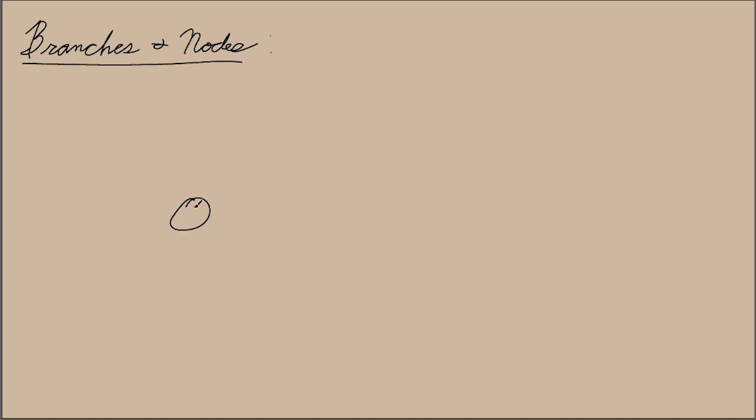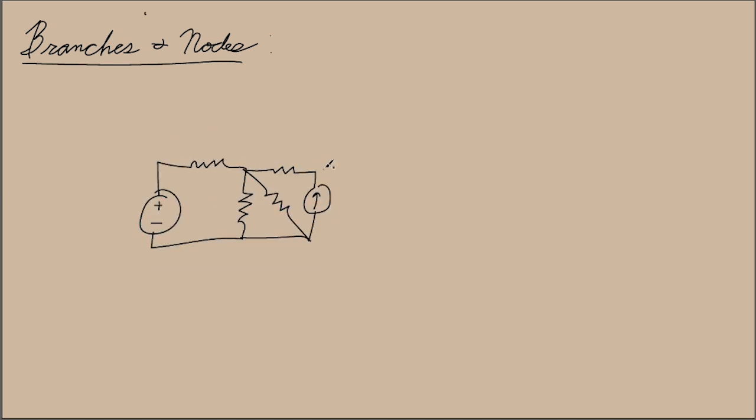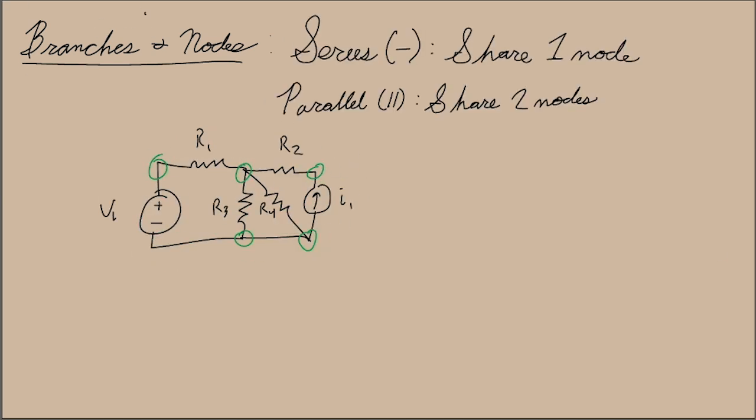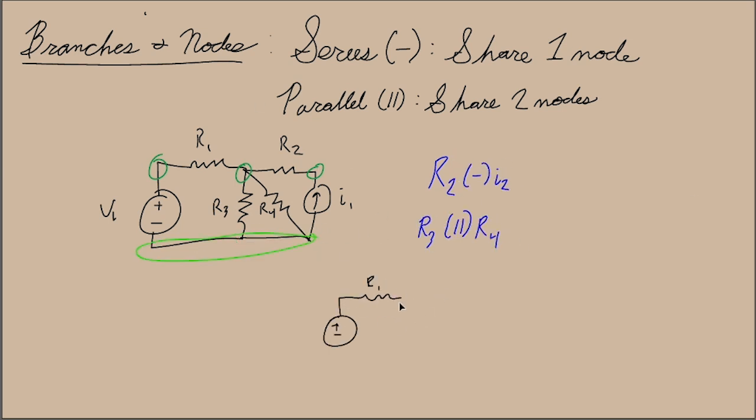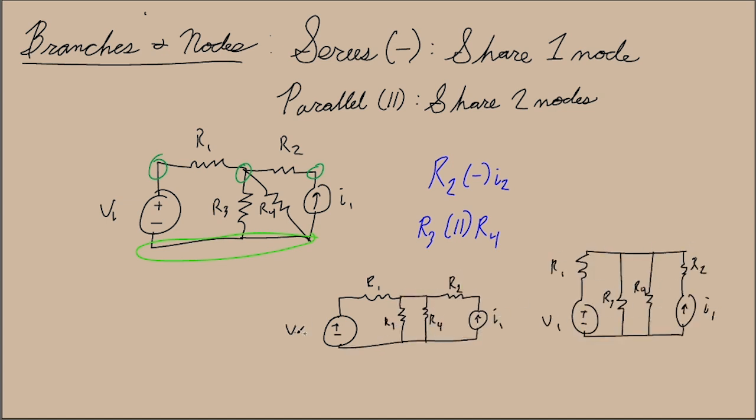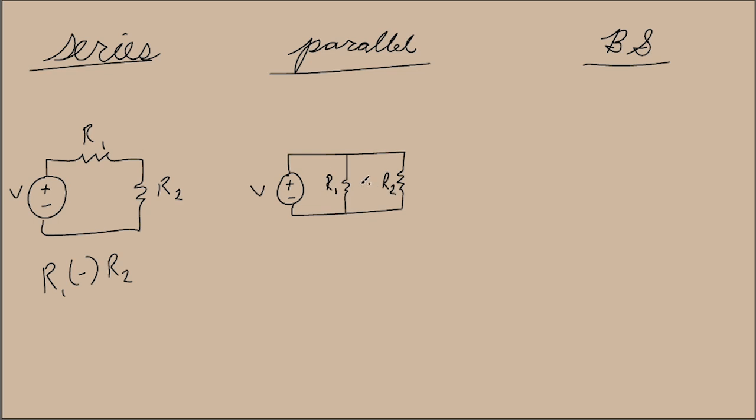Branches and nodes define relationships between elements. A branch is a single element, and there are nodes where 2 or more of them join. So there are 2 nodes in this circuit, and 4 in this one. Nodes also define series and parallel. Elements in series share 1 node, and elements in parallel share 2 nodes. Since R3 and R4 share 2 nodes, they're in parallel, and we can reimagine the circuit like this if it makes more sense. So here are some elements in series, parallel, and a mix.